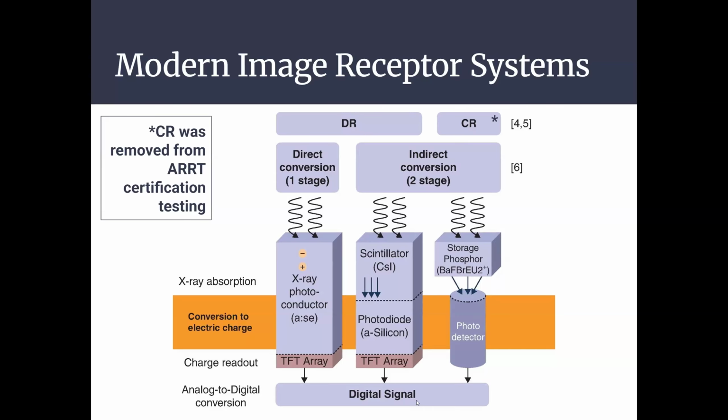Whereas with indirect conversion, and this was true of CR and DR, it's going to scintillate, meaning the X-ray is going to hit the scintillator, and scintillate means to create light. Then the light pattern is going to strike the photodiode made up of amorphous silicon, and the light will be conducted down, and the light will strike the TFT array or the detector.